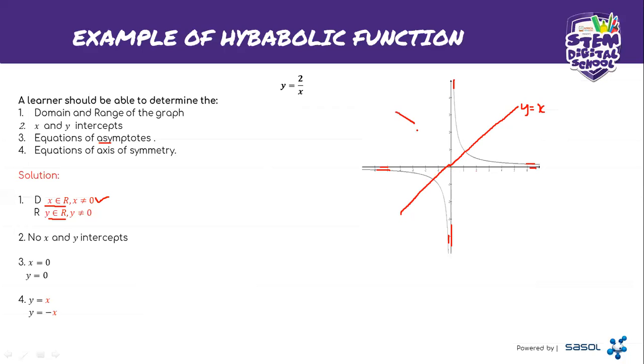And then the other one, y equals negative x. So it's going to come in this. Sorry, let me just draw a straight line that will pass here. And this one is for y equals negative x. So we also have axes of symmetry when we are dealing with the hyperbolic function. Okay, that is it for the hyperbolic function. Then we can proceed.